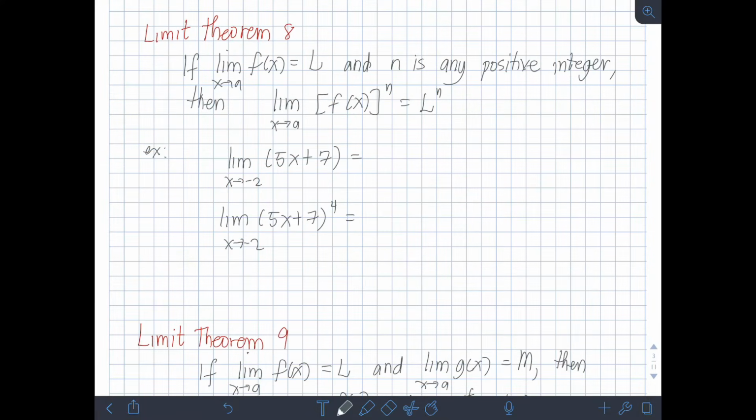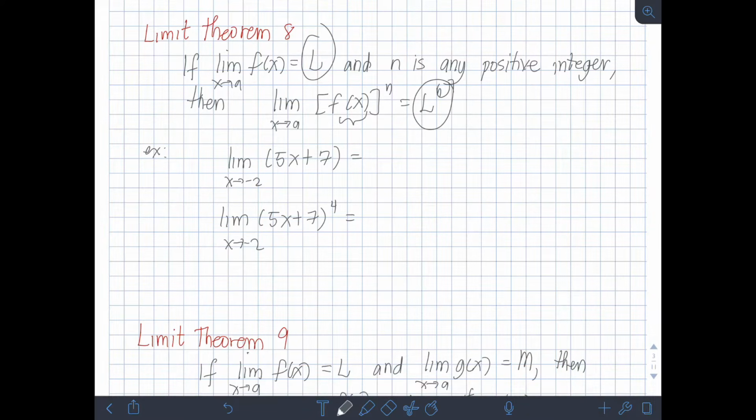Next, we have limit theorem 8. If limit of f of x as x approaches a is equal to L and n is any positive integer, then limit of f of x quantity raised to n as x approaches a is equal to L raised to n. Okay, so kung meron ka raw function na f of x at yung limit niya as x approaches a ay L, then kapag ni-raise mo yung function na yon sa n at hinanap mo ulit yung limit as x approaches a, then yung sagot ay yung limit mo na L, i-raise mo rin dun sa power na n.